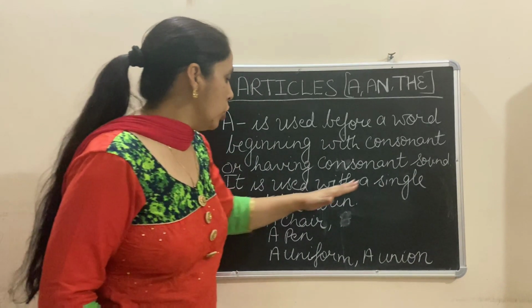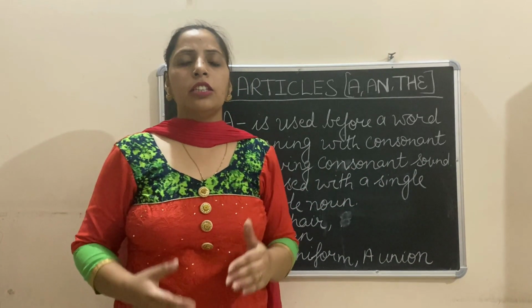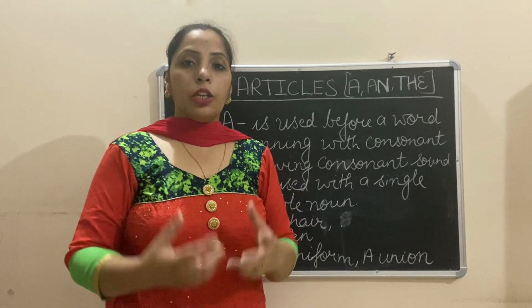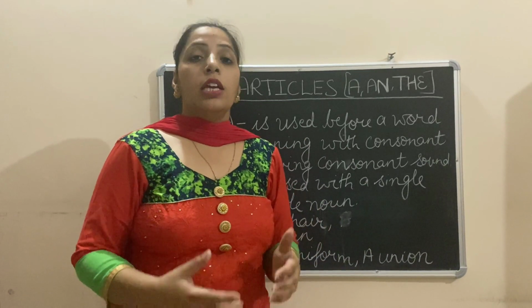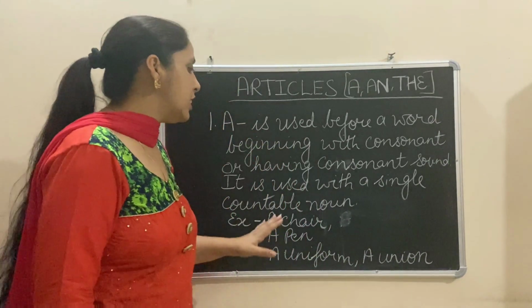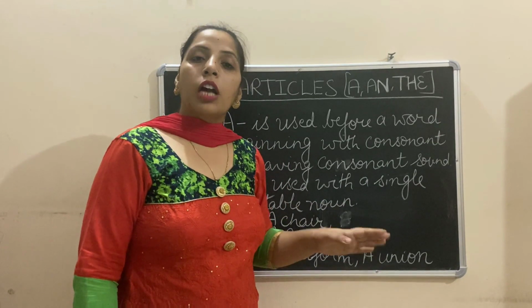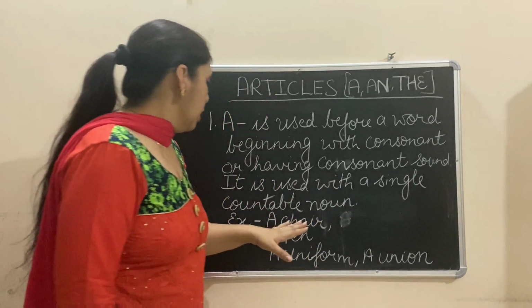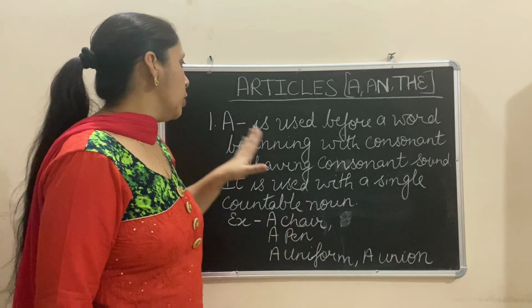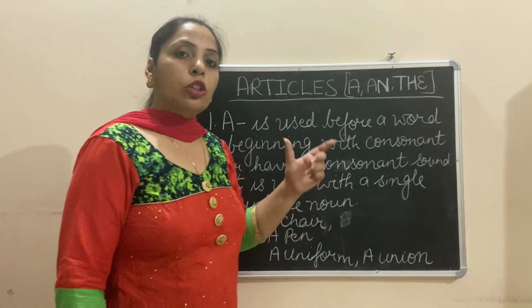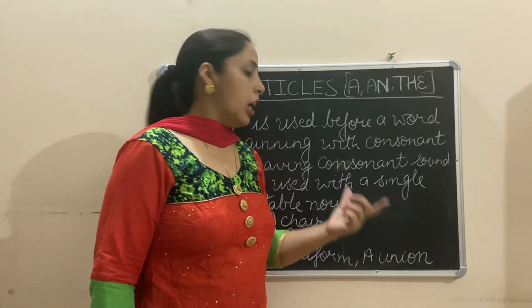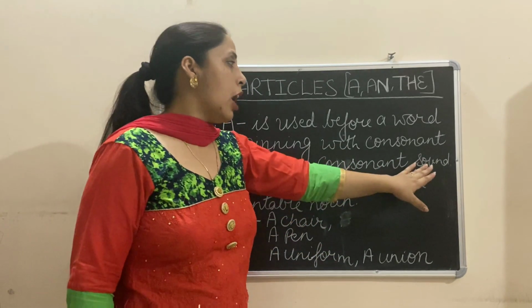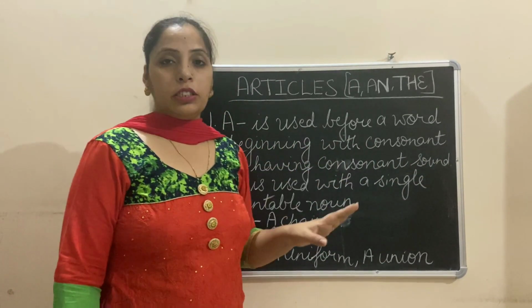It is also used with a single countable noun. So always remember, indefinite articles, whether it is a or an, they are used with a single countable noun. Single countable noun means they are used with singular nouns. And what type of nouns? Countable nouns, the things that we can count. So with a single countable noun we use a. Whenever a word comes to you, make sure it is a singular noun, and it should have a consonant sound or begin with a consonant.